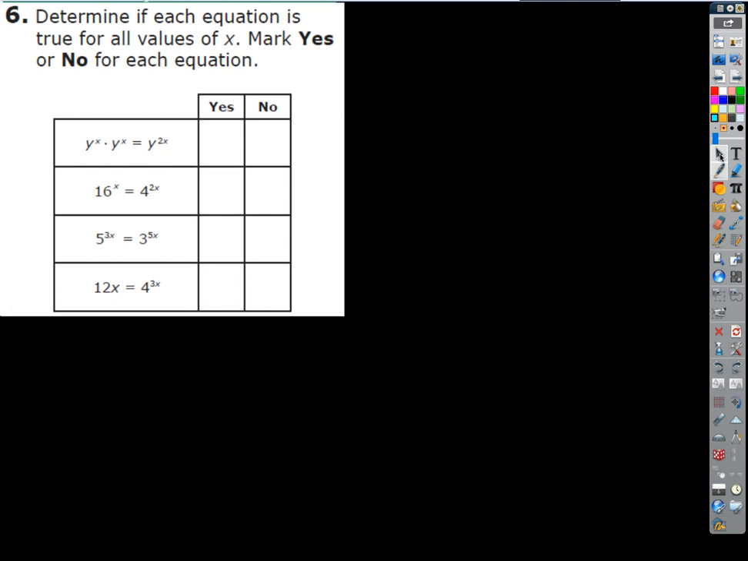So what if I pick y equals 3 and x equals 2, and see what happens. This first equation is going to be 3 squared times 3 squared equals 3 to the 2 times 2, which is 3 to the 4. That's a true statement. I get 9 times 9 equals 81. True. So that one worked.